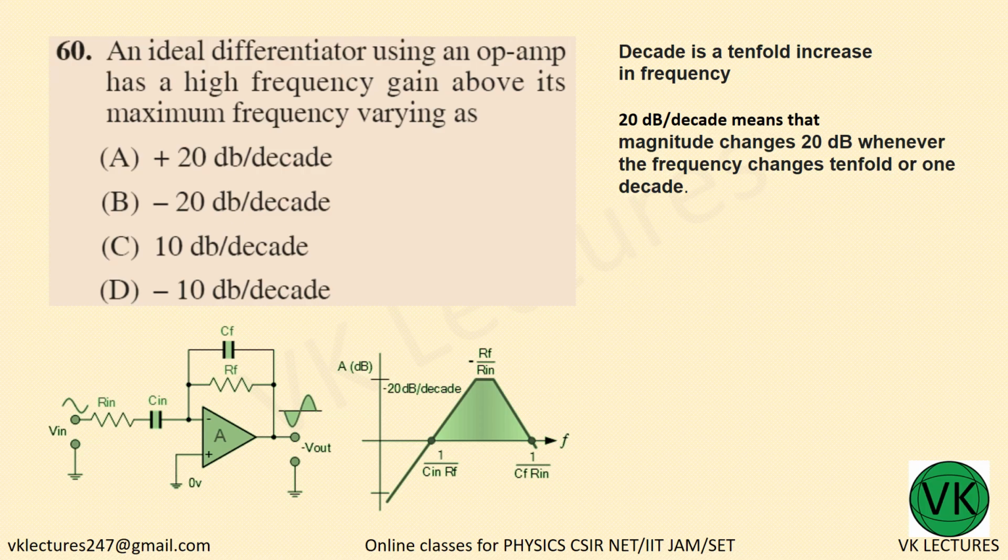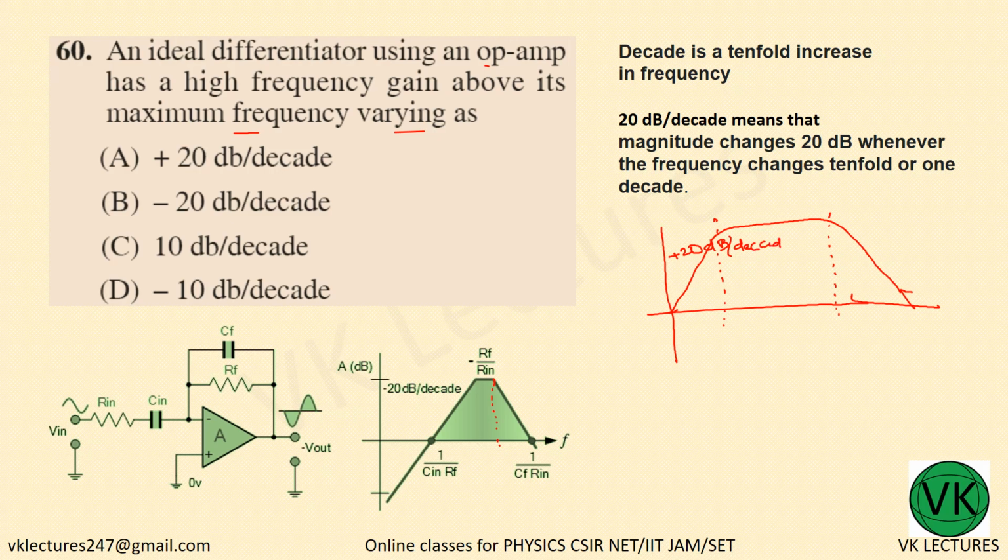An ideal differentiator using an op-amp has a high frequency gain above its maximum frequency, varying as. Now, above its maximum frequency means somewhere here is its maximum frequency. When you see the frequency response curve, somewhere here it increases and it becomes constant and then comes down, right? Actually, this is the maximum allowed frequency. This is the minimum allowed frequency. Now in this area it is plus 20 decibel per decade, and after this area it is minus 20 decibel per decade.